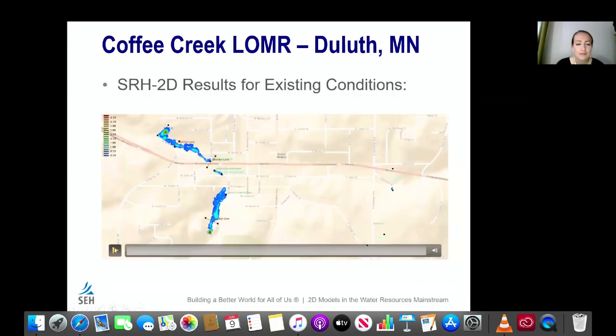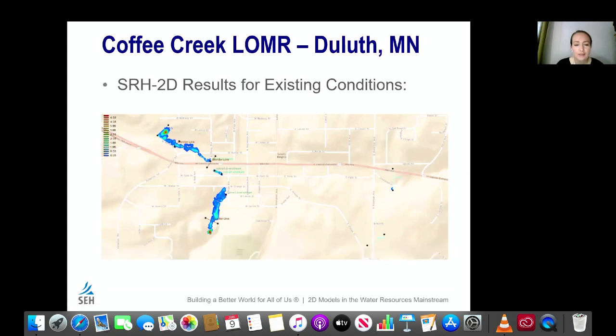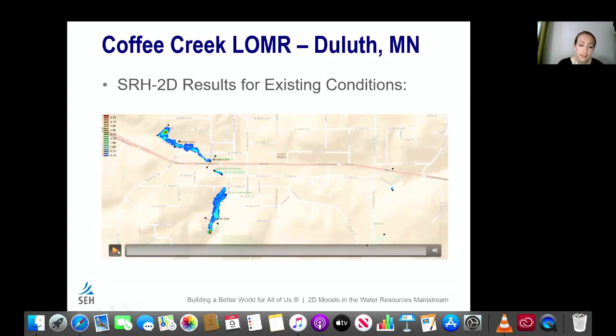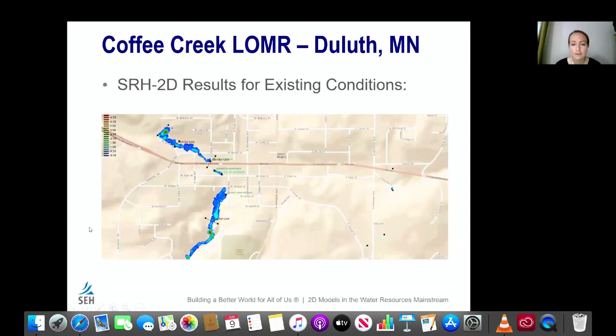The DOT was involved in this project as well, and they recognized that there were some pretty unique flow patterns going on that would be best represented with a two-dimensional model. So they actually created an SRH 2D model of Coffee Creek to analyze the existing conditions. And this is what the inundation mapping showed from Coffee Creek.